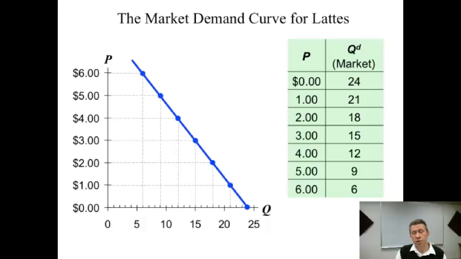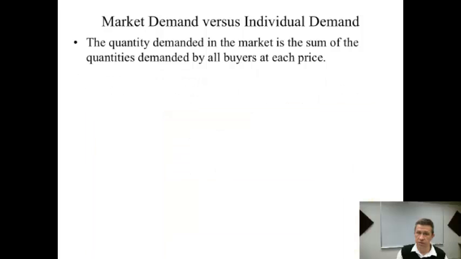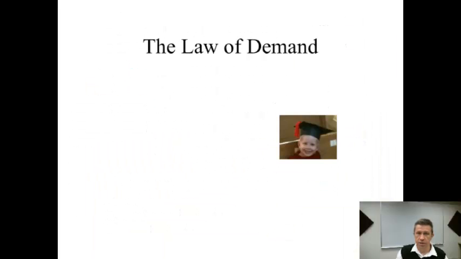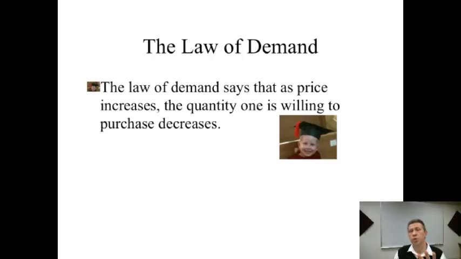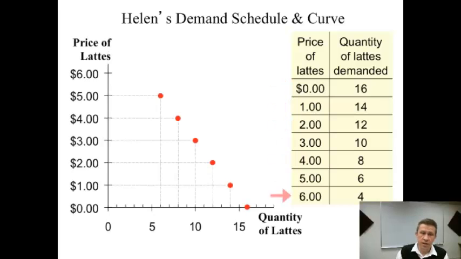So, with these demand curves, do they satisfy the law of demand? We said that we've got this law of demand: as price increases, the quantity one is willing to purchase decreases. We say it's a law, so because we say it's a law, it better hold. So what do we have here?